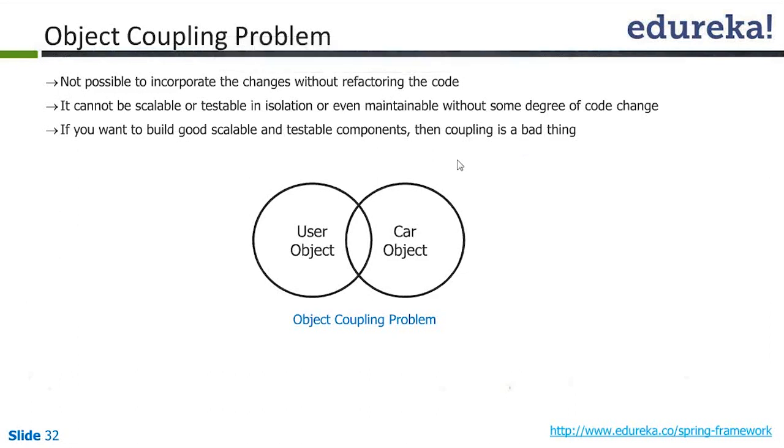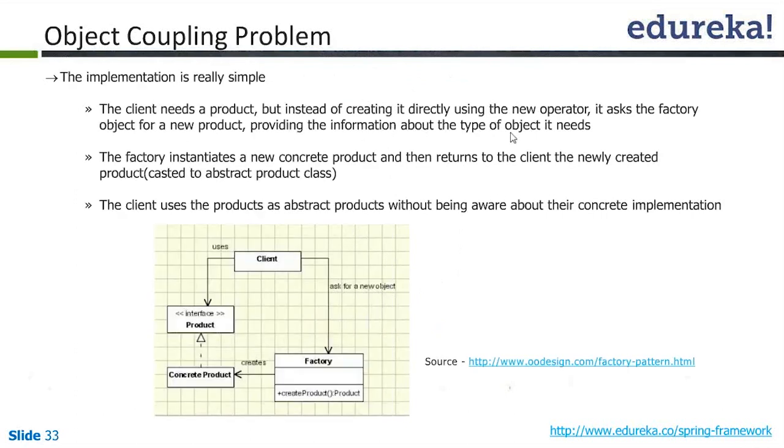If we want to build good, scalable and testable components, then coupling is a bad thing. That is what we discussed so far. So creation of dependencies should not be mingled with the business logic. It should be injected. Okay, so how can we implement it?